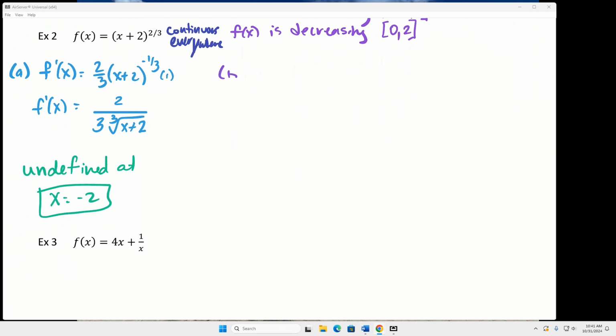All right, and then for B, we're going to do our little number line. We label our critical number on our number line. Right, and then we just need to test each region. All right, is this going to be positive or negative?